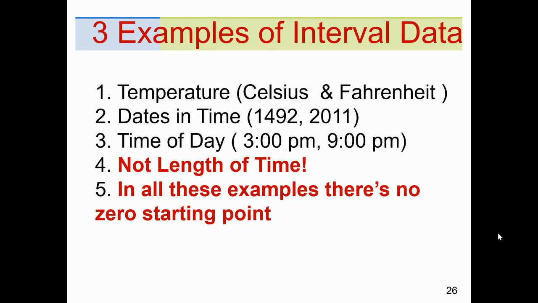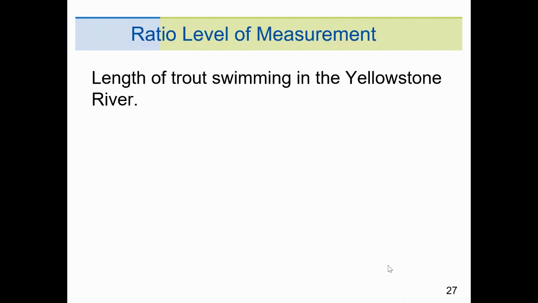Now, time of day is different from length of time. It may take me an hour to drive to Boston. It may take me 2 hours to get to Haverhill. That's length of time versus time of day. Notice that in temperature, dates, and time of day, there is no 0 starting point. 0 degrees doesn't mean no heat. Time didn't start with the year 0. And last time I checked, there's no 0 on my watch or the clock on the wall.